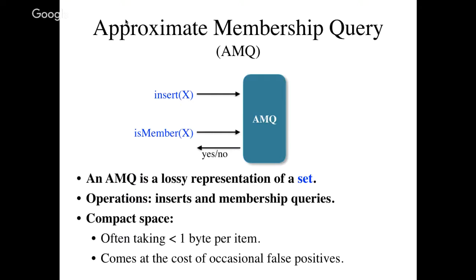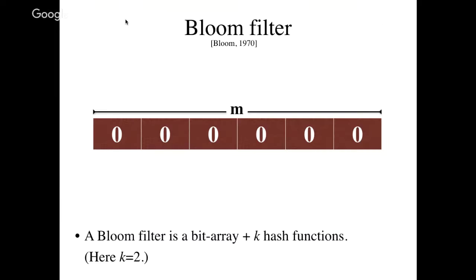How does it work? A Bloom filter is a simple data structure. It is a combination of an m-bit array and k hash functions. Right now in the array there are no elements, so all the bits are cleared out.